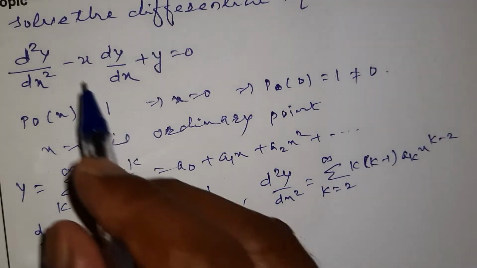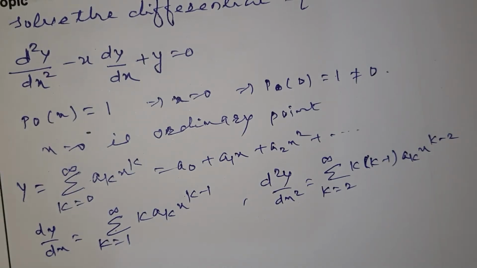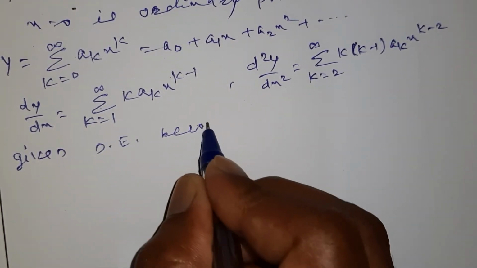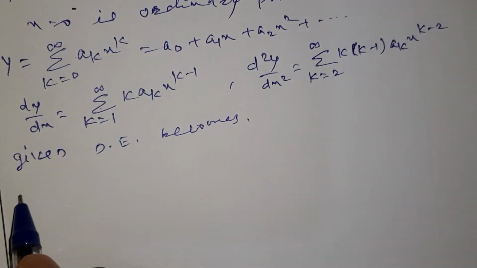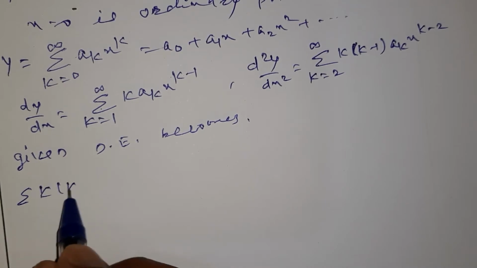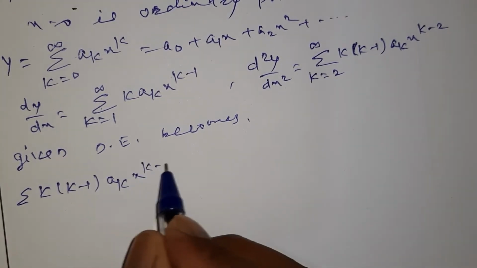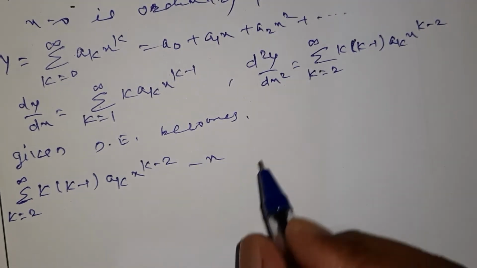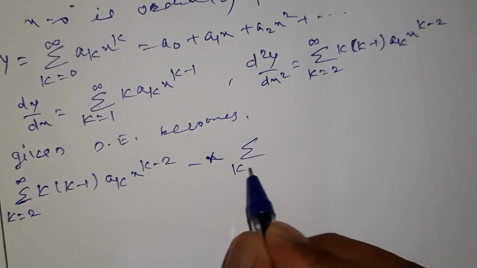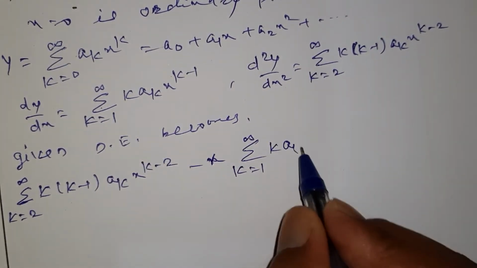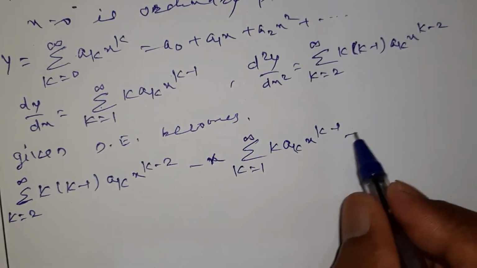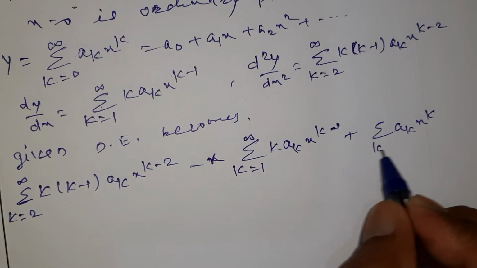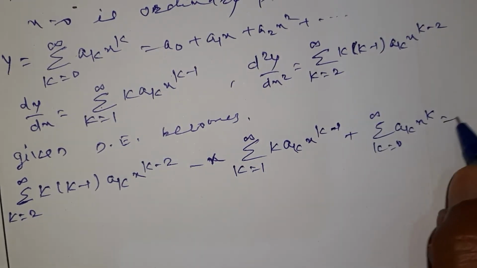Now put all these three values in our given differential equation. So the given differential equation becomes, write down this equation: summation k into k minus 1 ak x raised to k minus 2, k starts from 2 to infinity, minus x into summation k equal to 1 to infinity, k ak x raised to k minus 1, plus y, which is summation ak x raised to k, k is equal to 0 to infinity, is equal to 0.